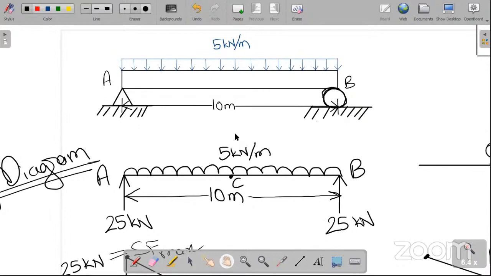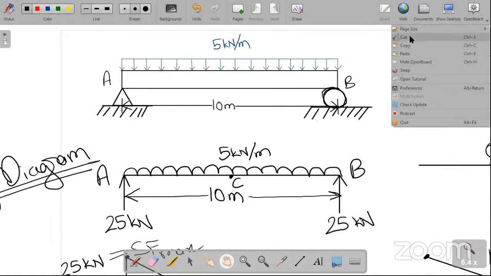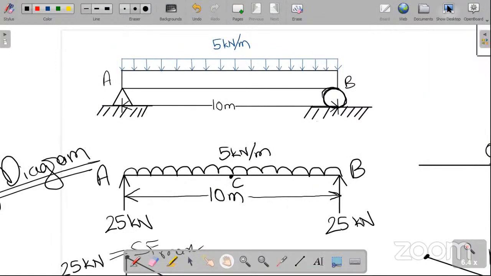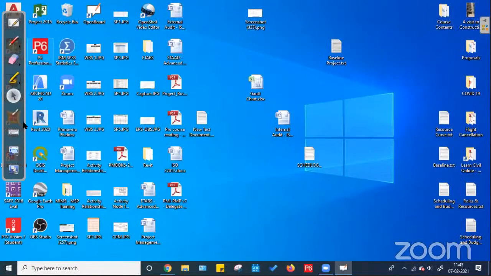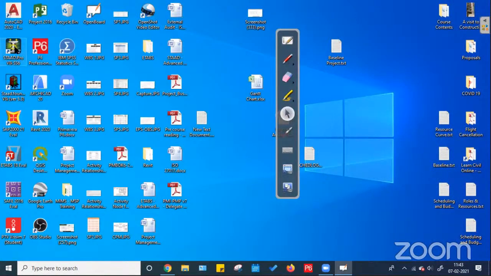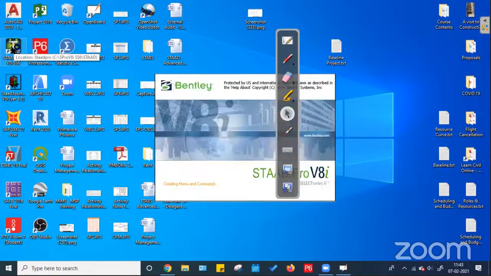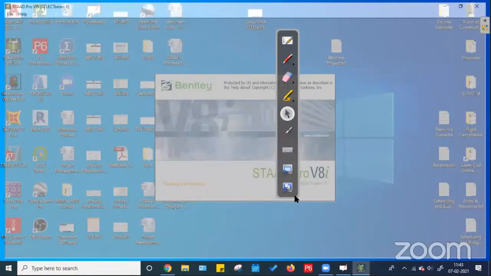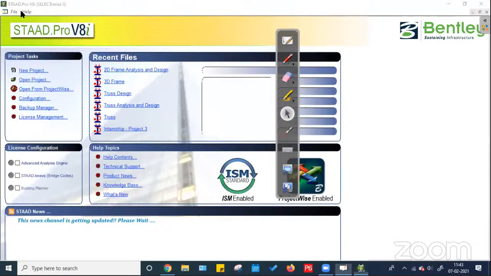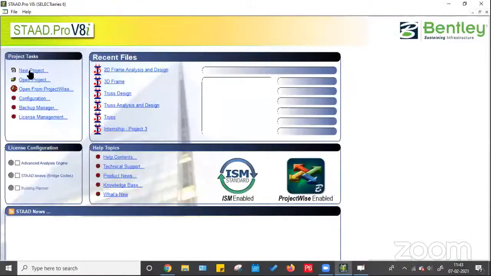Okay, so let me just switch to STAAD. I'll keep this open. Let me just open STAAD. Where is STAAD? Let me just shift it here. Okay, there it is, STAAD Pro V8i SS6. So I'm just opening STAAD and we'll do the same problem there. I'll click on new project.